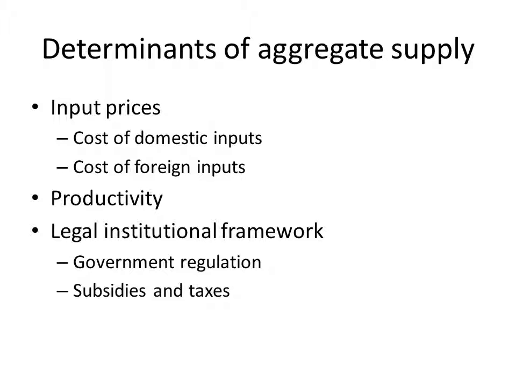Finally, there's a legal and institutional framework that businesses operate under. First of all, there's government regulation. Government regulation is almost always a cost to business. It is going to tend to increase their costs and therefore affect aggregate supply. Thus, an increase in government regulation is going to shift us to the left, but a decrease in government regulation shifts us to the right.